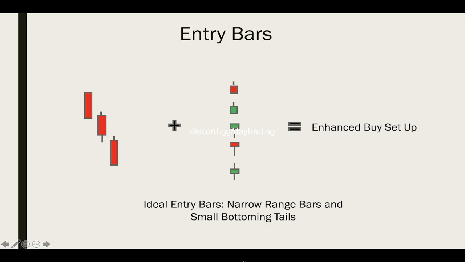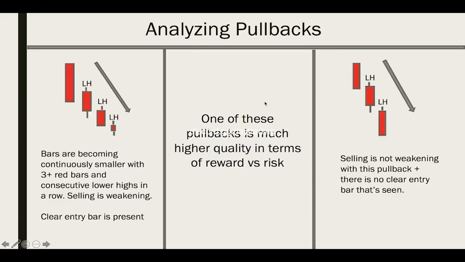So if you still don't know what a narrow range bar is or what a bottoming tail is, take a step back and go back to the reading candlesticks section of the course. So after a pullback, we always want to see one of these entry bars because it enhances the buy setup, okay? So let's understand why.